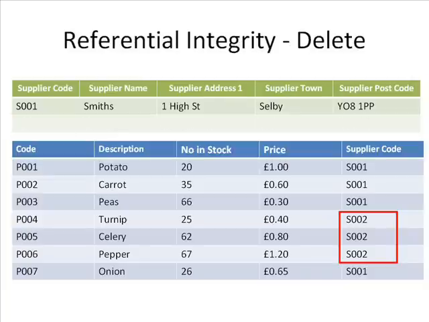Similarly, when we delete a record, we can actually break referential integrity. In this example, you can see that the products P004, P005, and P006 all come from the same supplier, the supplier with the code S002. The difficulty there is that we've deleted the corresponding record for the supplier S002, and therefore the link between the tables is broken for these records.